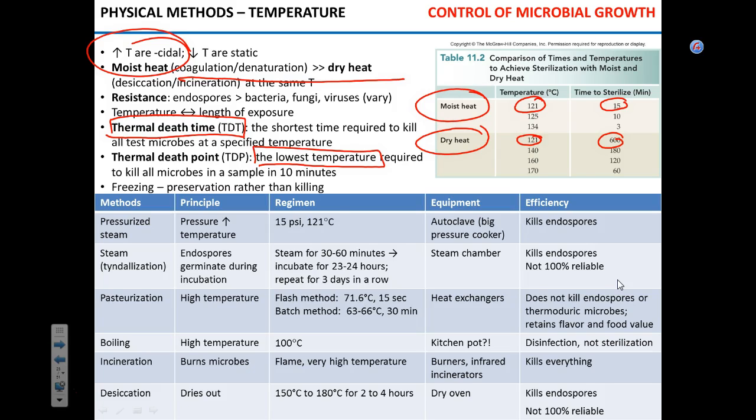For instance, thermal death point for moist heat is 125. You see, 10 minutes. Time to sterilize. Does that make sense? Okay. So you can see that dry heat is much less efficient. We're gonna go over different types of thermal treatments, okay?